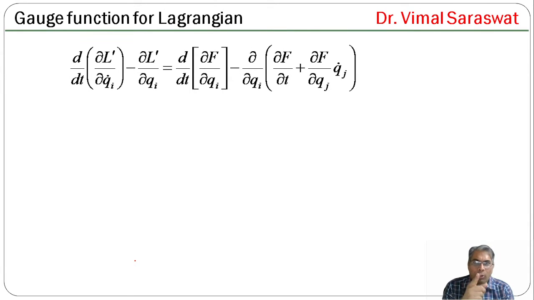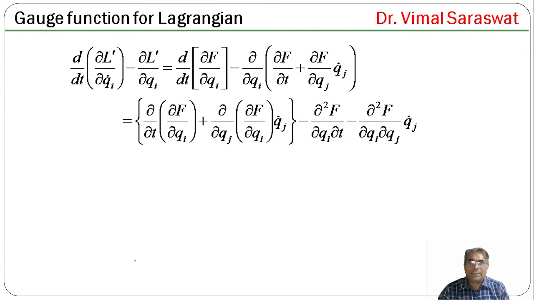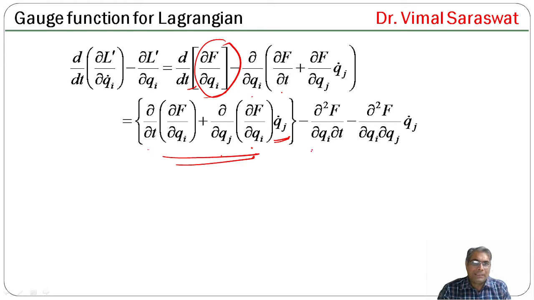Now, we already got this term, and this is equal to ∂/∂t of ∂f/∂Qi plus ∂/∂Qj of ∂f/∂Qi into Qj dot. So we totally differentiate this with respect to time and we get this term minus ∂/∂Qi of ∂f/∂t, that is ∂²f/∂Qi∂t, minus ∂/∂Qi of ∂f/∂Qj into Qj dot, and this will be ∂²f/∂Qi∂Qj into Qj dot.